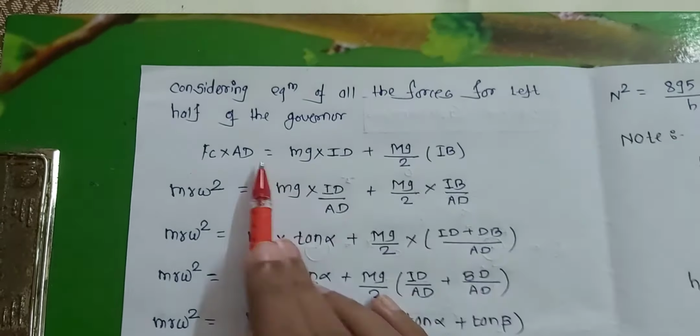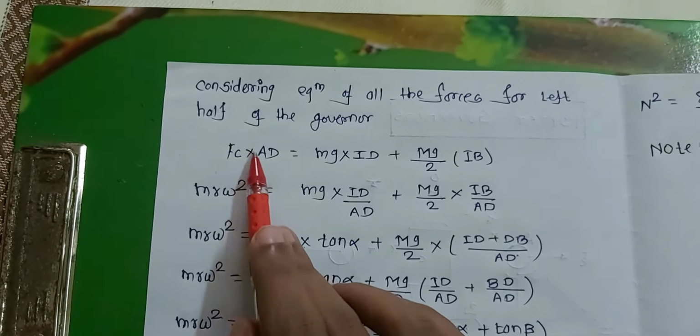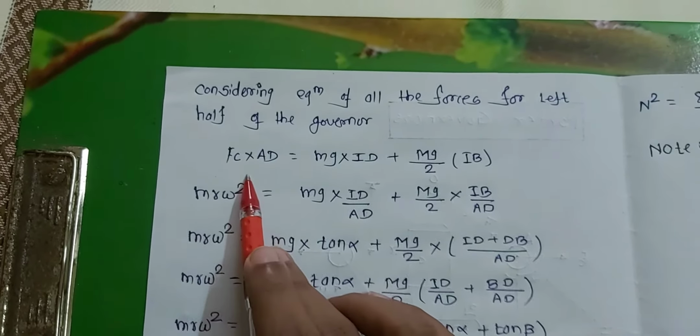Anticlockwise equals clockwise. Mg into ID and Mg by 2 into IB are clockwise, and Fc into AD is anticlockwise.